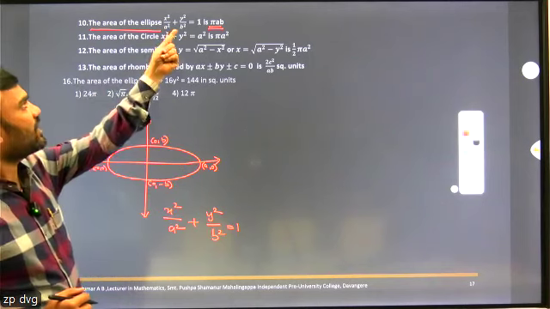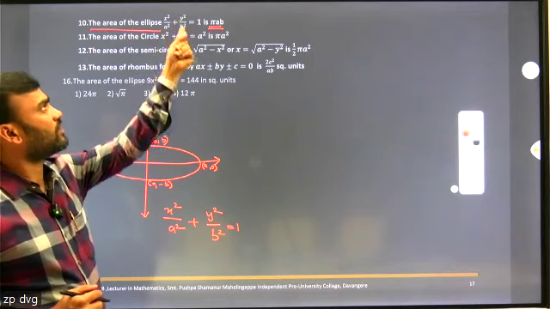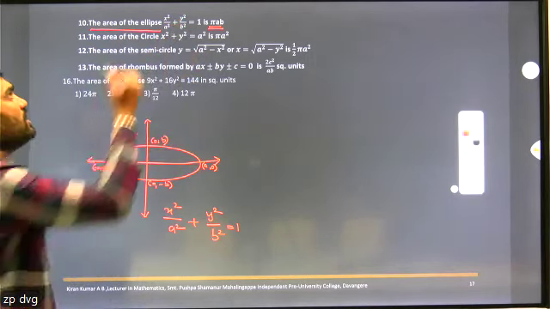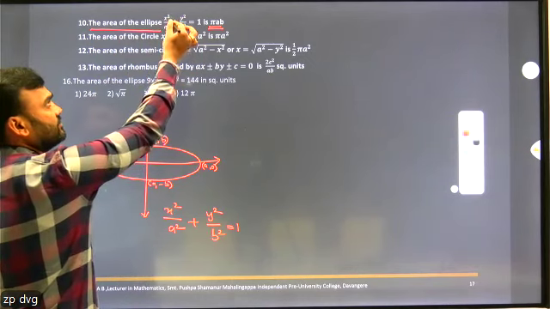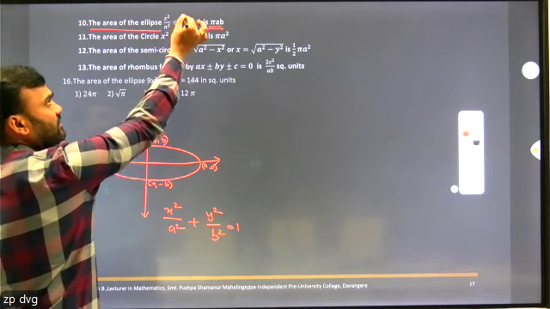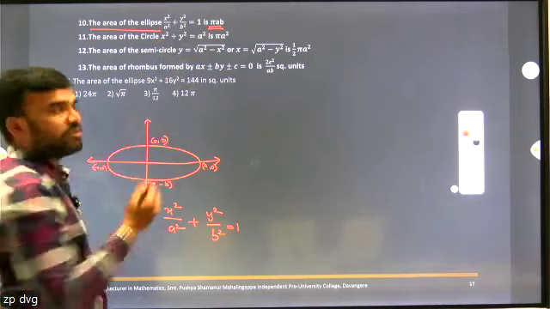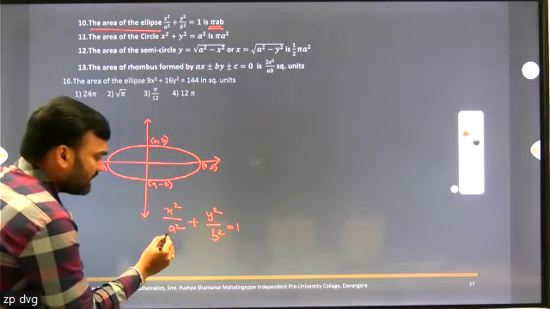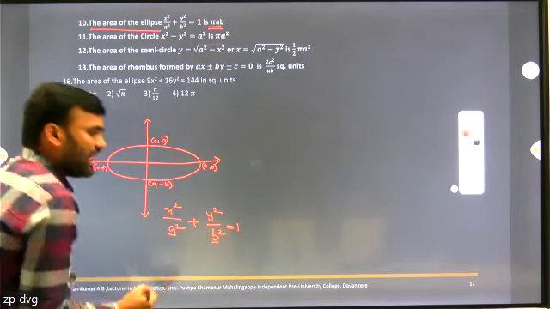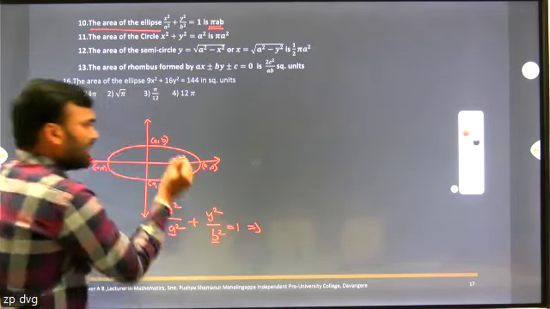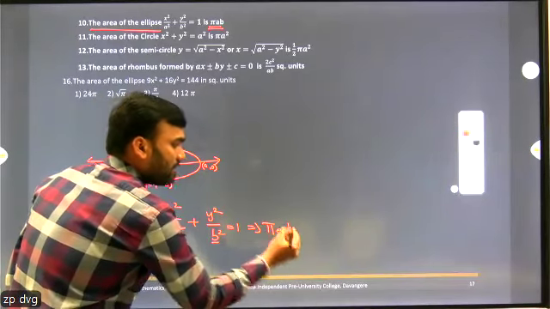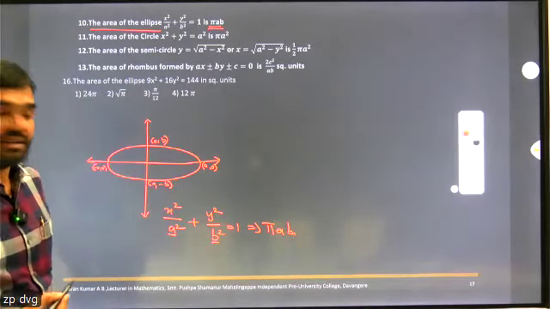The area of the ellipse x square by a square plus y square by b square equals 1 is pi ab. The coefficients here are a and b. So the answer, directly, the area of the region is pi ab. But in PU, what do we have to take?